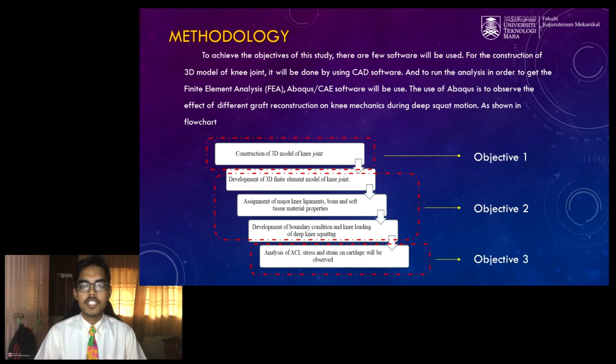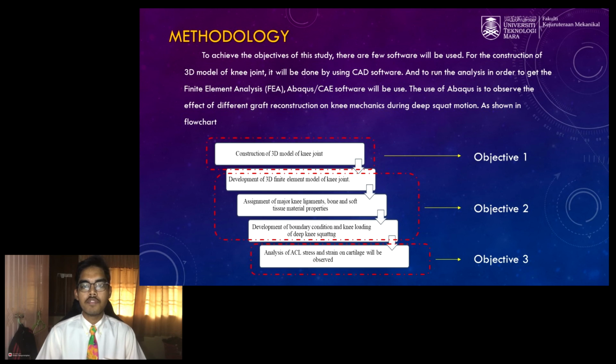Methodology. To achieve the objective of this study, a few software will be used. For the construction of 3D model of knee joint, it will be done by using CAD software. And to run the analysis in order to get the finite element analysis, Abaqus software will be used. The use of Abaqus is to observe the effect of different graft reconstruction on knee mechanics during deep squat motion.